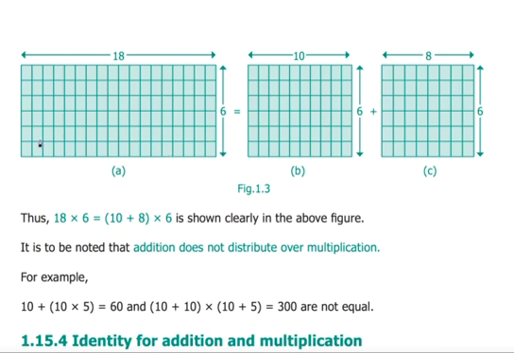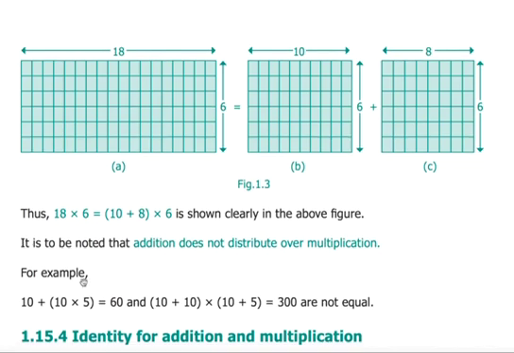See in this figure 18 columns are there, 6 rows are there. Now we are dividing this into 10 into 6 plus 8 into 6. 18 only we are dividing as 10 one group and 8 one more group. So this is clear, right? In this picture we divided 18 as 10 and 8 by keeping the same number of rows. That is what is shown in the equation form like this.